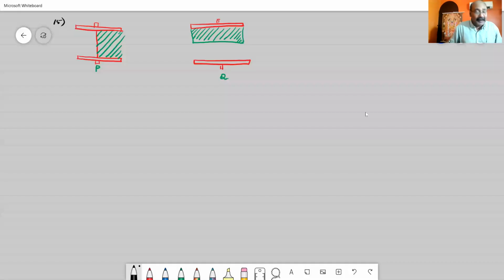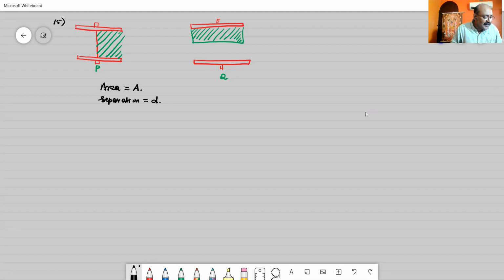For problem number 15, capacitors P and Q have identical cross-sectional areas A. So in this case, the area of the capacitors is considered to be A, and they are separated by a distance D. So we can say the separation between the two plates is D. The space between the capacitors is filled with a dielectric of dielectric constant epsilon r as shown in the figure.